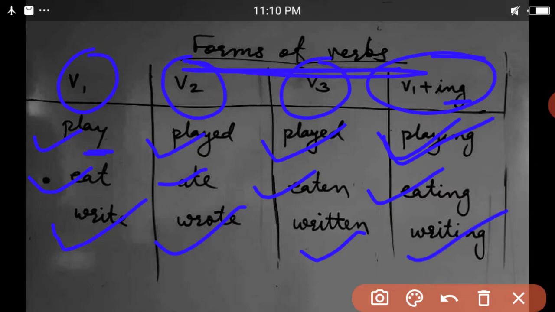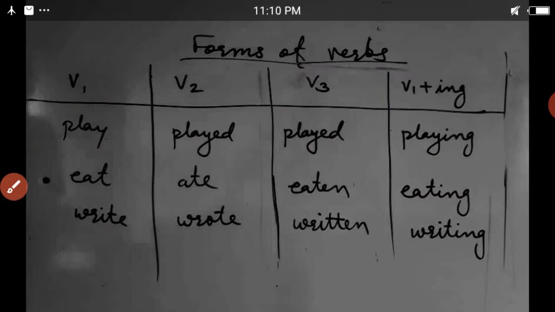So here are some of the examples. There are many forms of verbs. You must learn as many as you can. Let's come to our point.